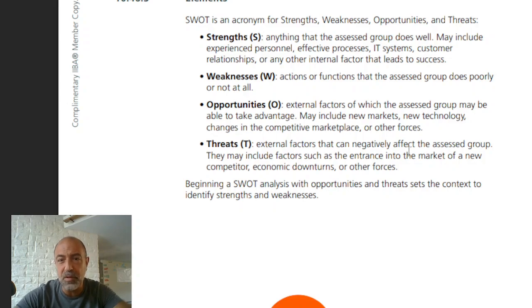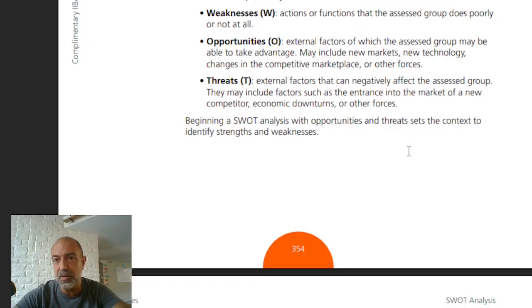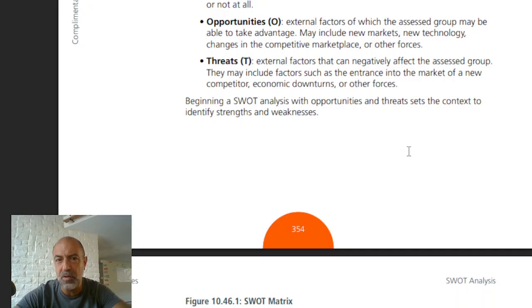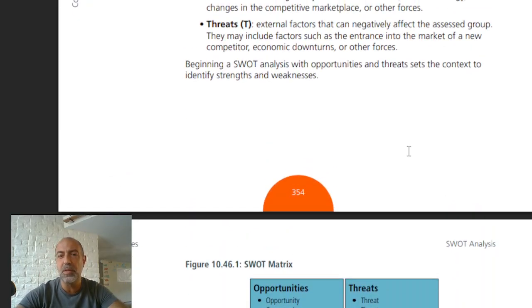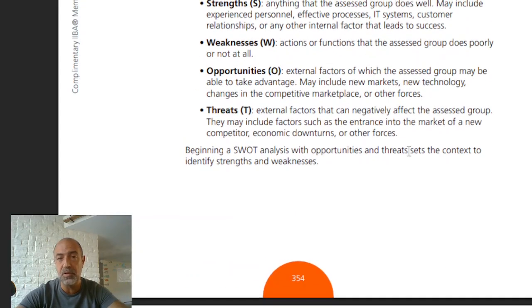Weaknesses: actions or functions that the assessed group does poorly or not at all. Opportunities: external factors that the assessed group may be able to take advantage of, which may include new markets, new technology, changes in the competitive marketplace, or other forces. What are the threats? External factors that can negatively affect the assessed group. So, internal strengths, internal weaknesses, external opportunities, external threats.